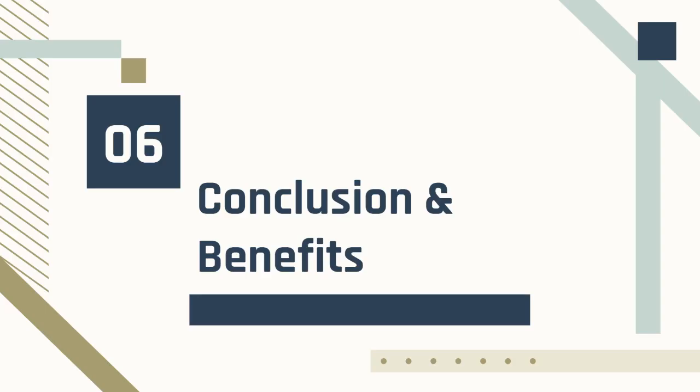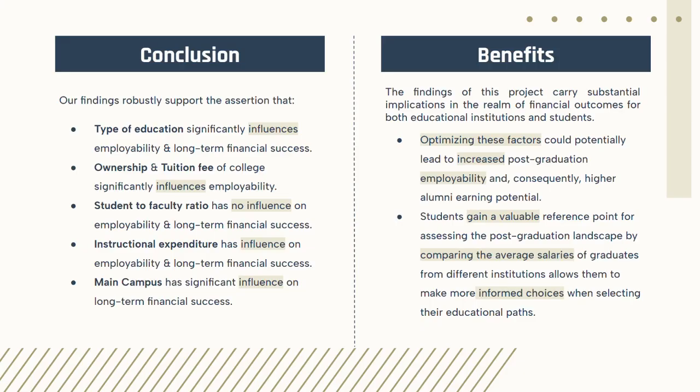Coming to the conclusion and benefits part, we found that this type of education influences employability and long-term financial success. Ownership and tuition fee also influence employability. Student to faculty ratio has no influence in the short term and long term, which can be interpreted as the ratio already being optimized, which is a good thing. For the next two factors, expenditure and main campus, they also have an impact on income as well.